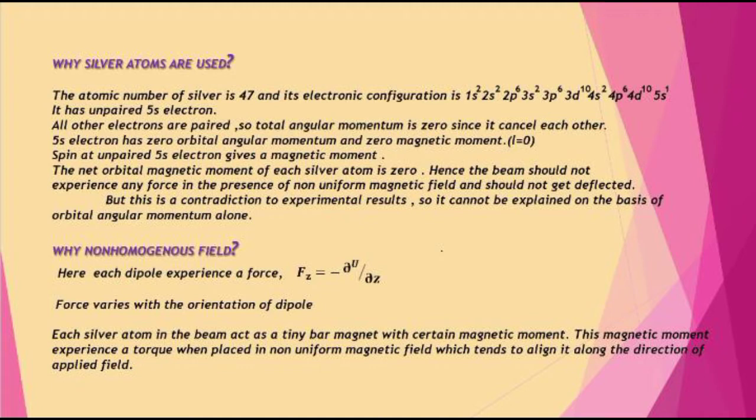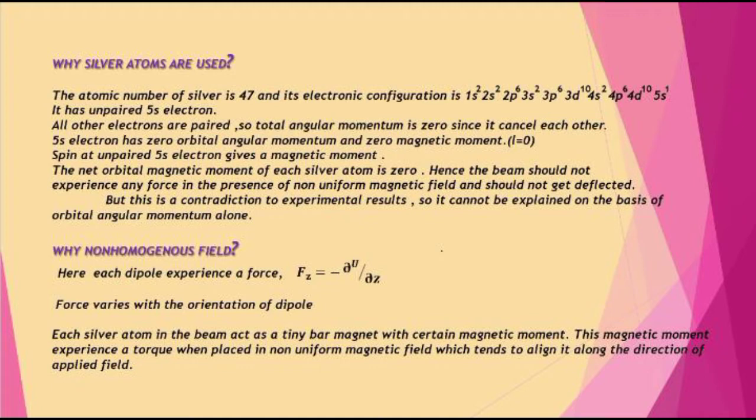And we can discuss why we are using a non-homogeneous magnetic field here in this experiment. This is because here each dipole experiences a force which can be written by the equation F in Z direction equal to minus ∂U/∂Z, where U is the potential energy of the silver atom. We know that force can be expressed as the variation of potential energy. Force varies with the orientation of the dipole.